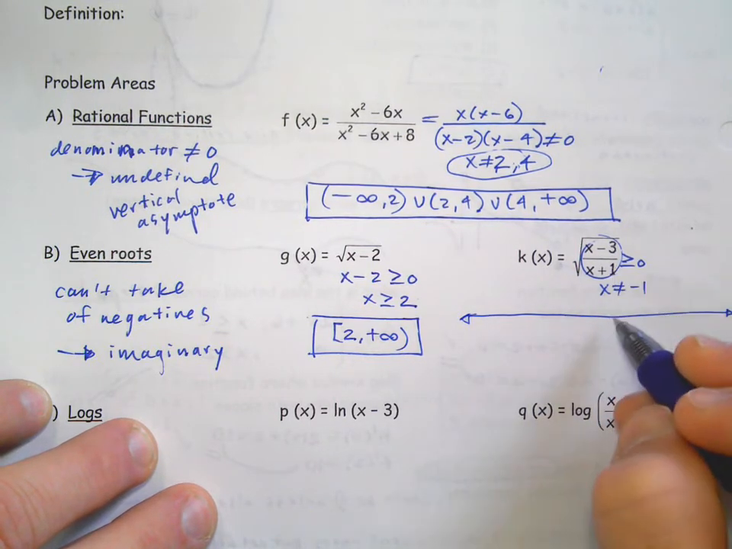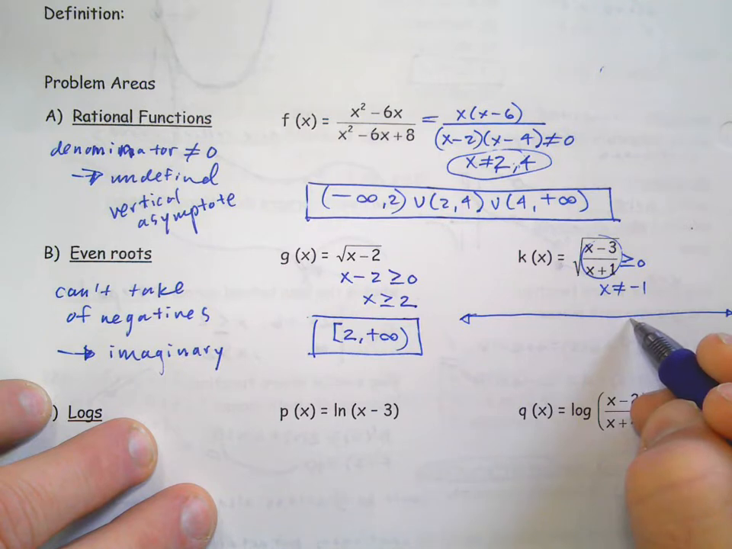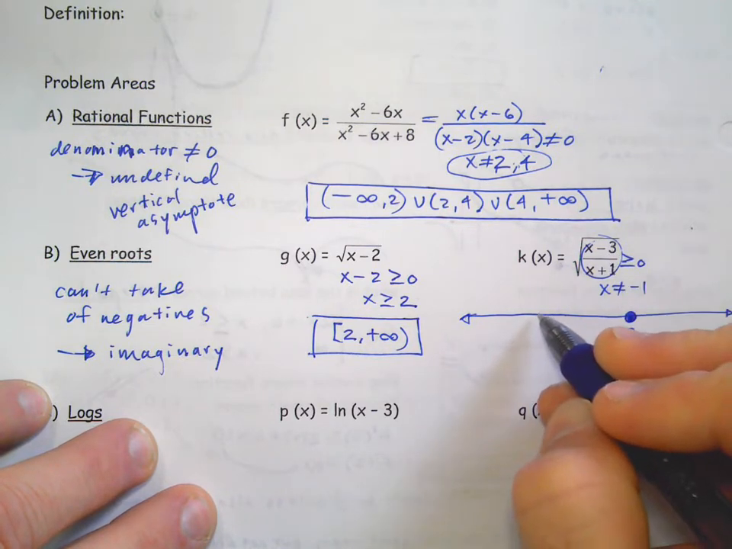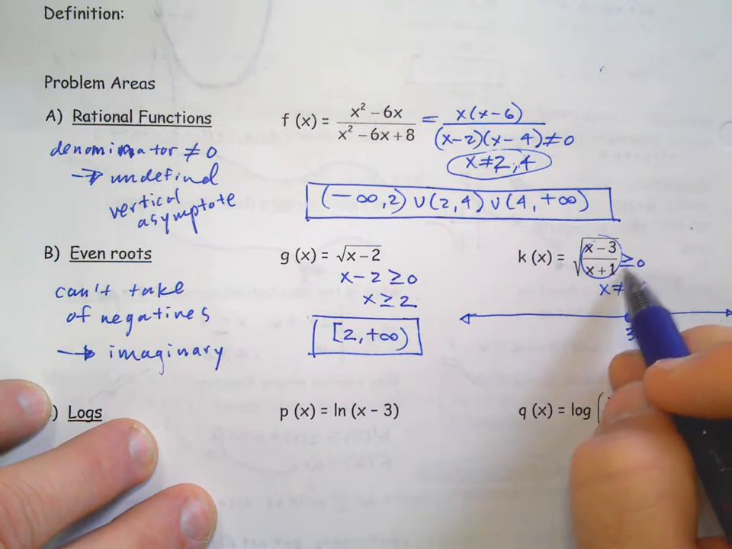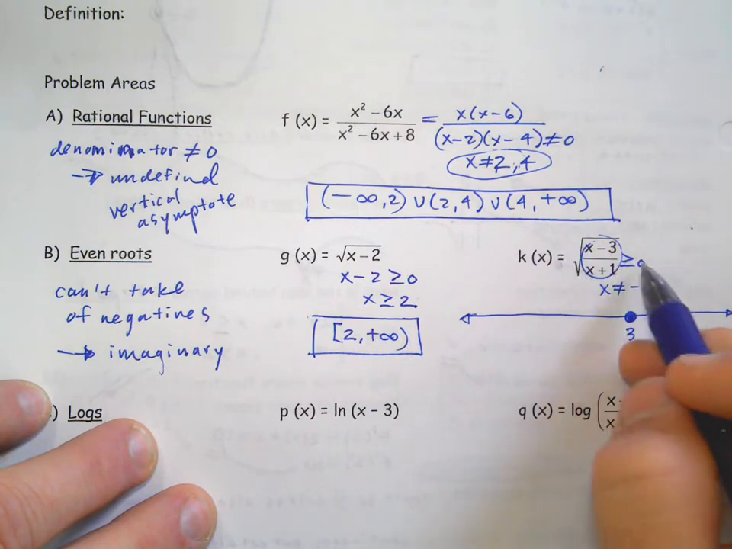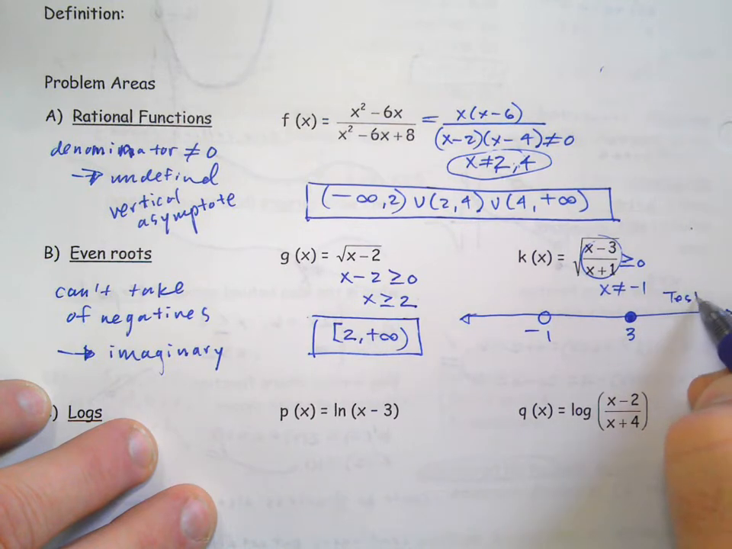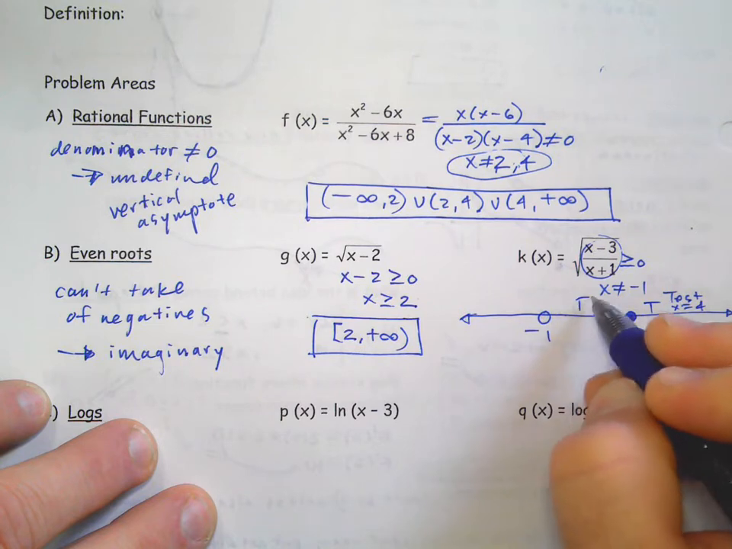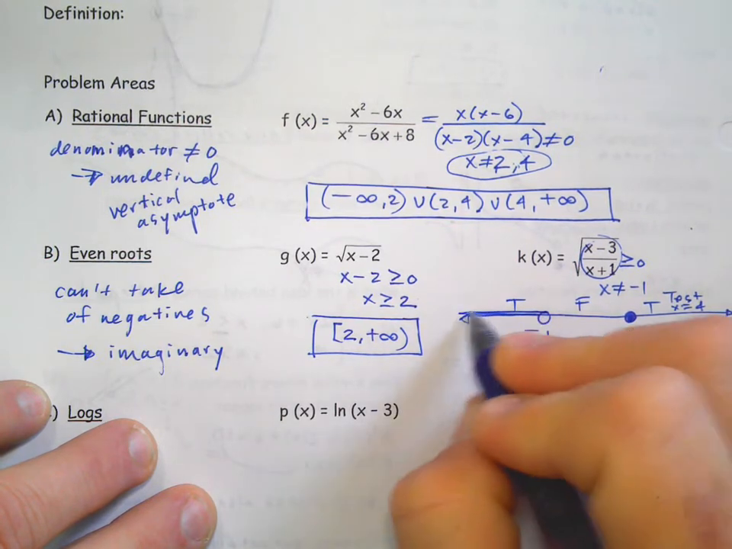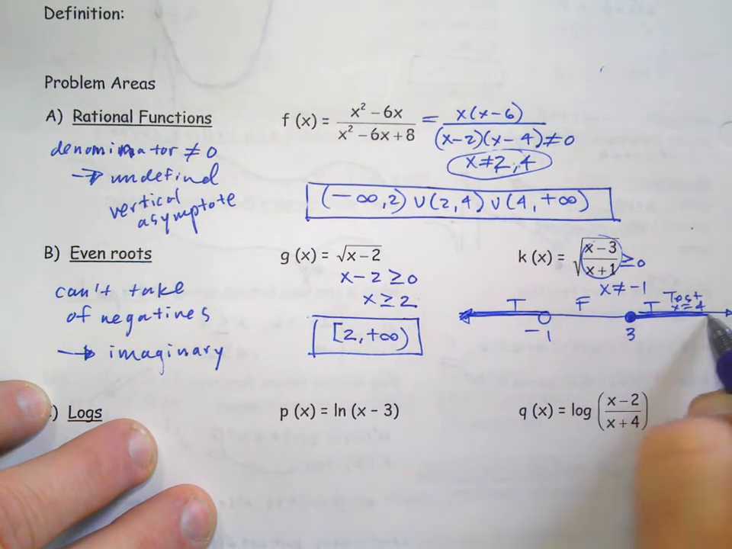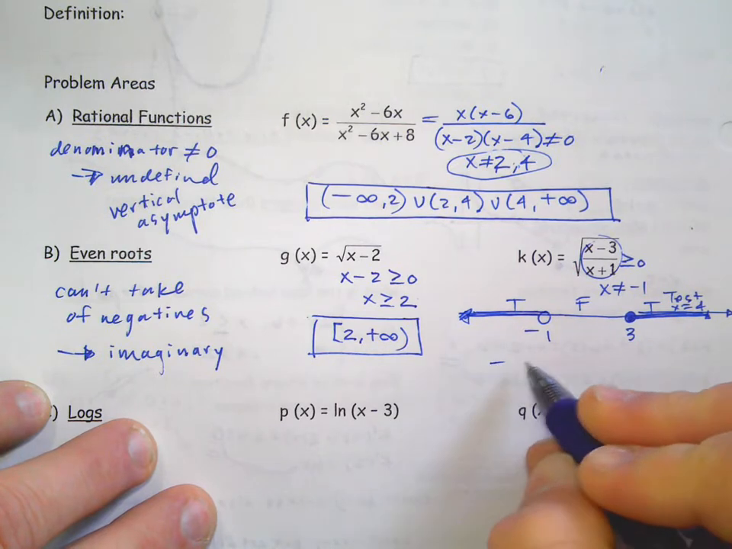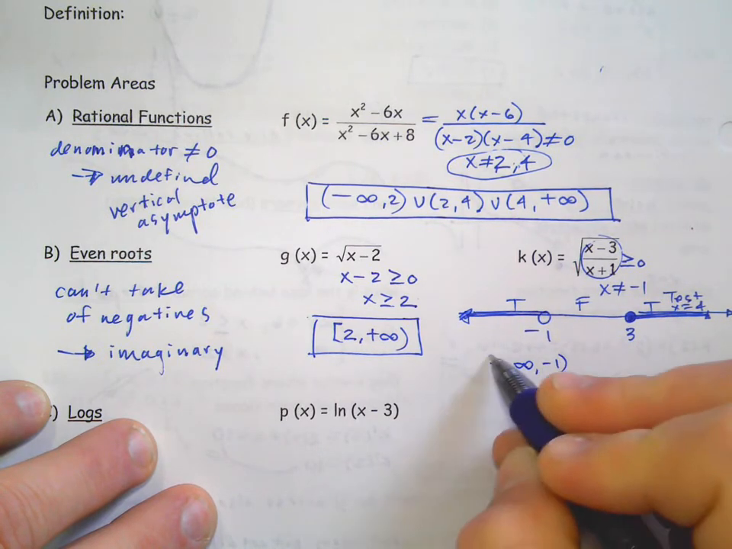We say, okay, well, x equals 3 is a solid dot. The inside can be equal to 0. With logs, it can't even be equal to 0, but with these, it could equal 0. Open dot negative 1, test a value. I'm going to test far right. 4, positive, true, false, true. And so there's a visual picture of your domain, but we need to write interval notation.